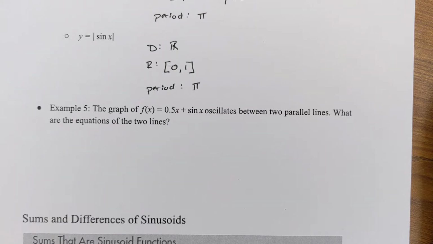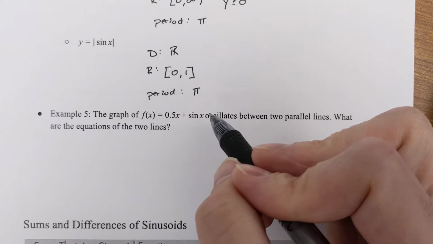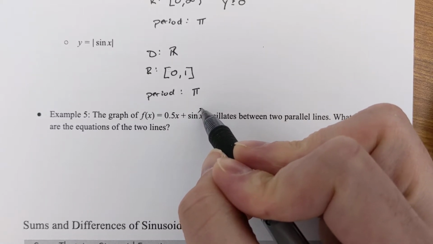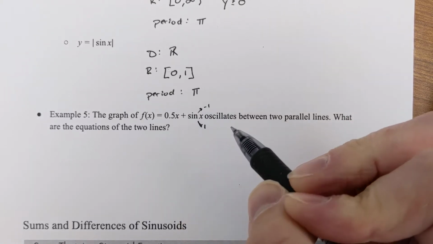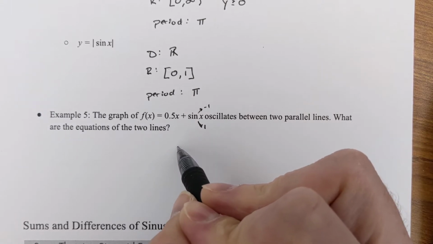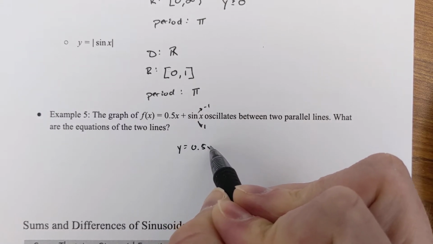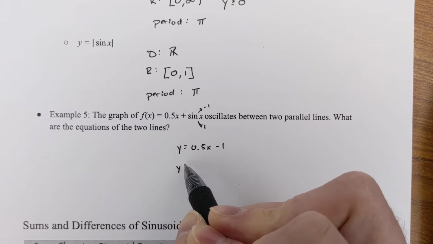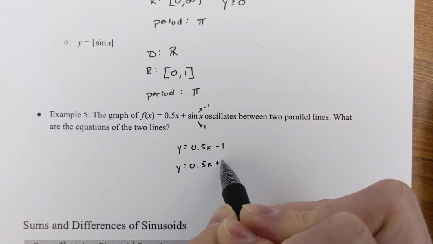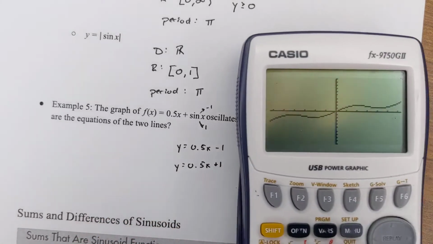So the trick here is that sine has to stay between -1 and +1. So the two lines are y equals 0.5x minus 1 on the low end, and y equals 0.5x plus 1 on the upper end. It'll never go outside those lines.